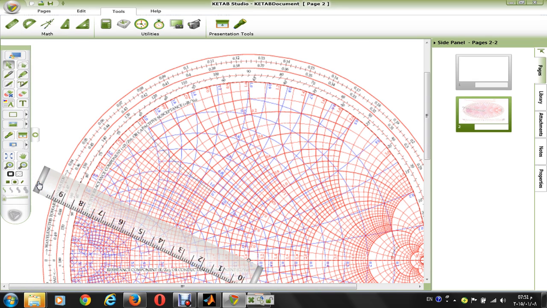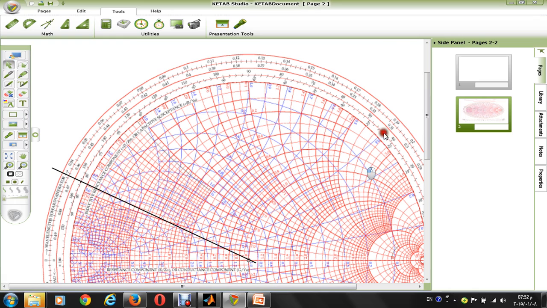Here's a line connecting the origin. I will use the pen. A line connecting the origin with the angle 155. No need for the ruler now. X. Okay.